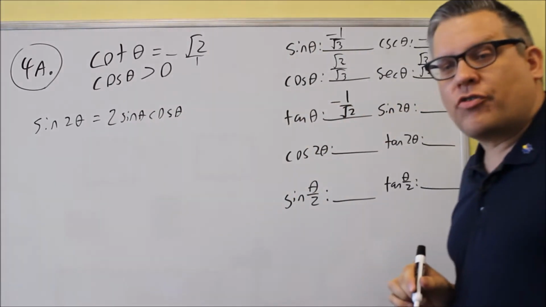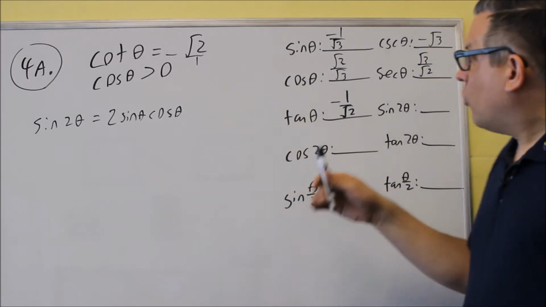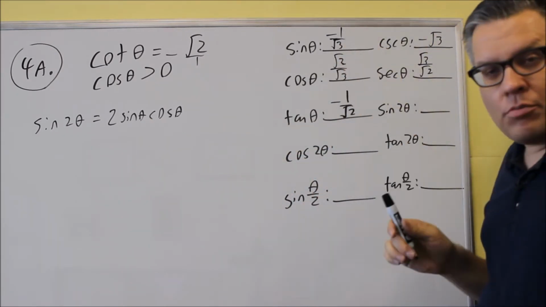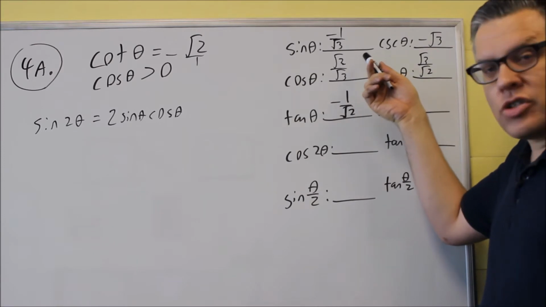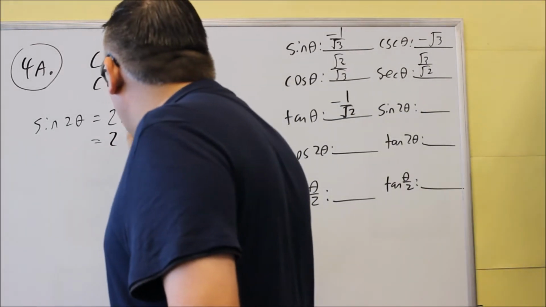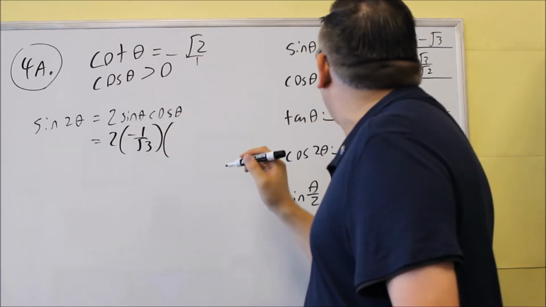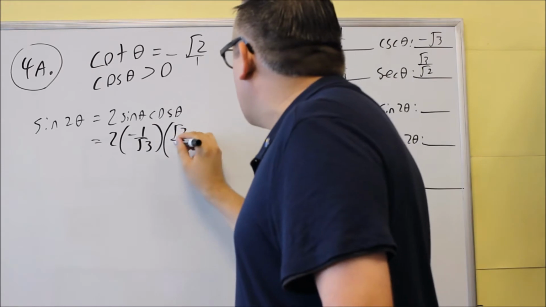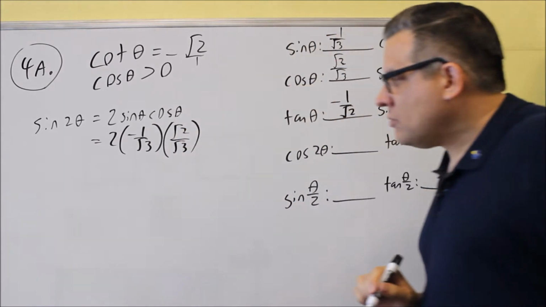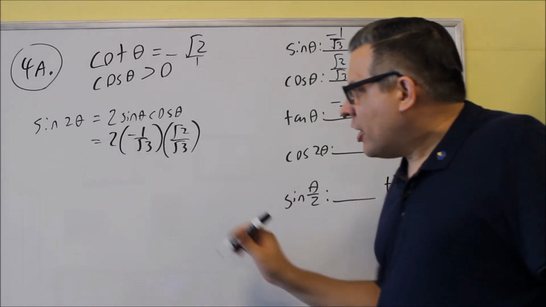There's only one formula for sine 2 theta. The sine and cosine, we're just going to grab those directly from our answer that we did previously. So for that, we're going to put in 2 times sine, which is negative 1 over square root of 3. Cosine is going to be square root of 2 over square root of 3. You're going to multiply across the top, across the bottom to get your answer.